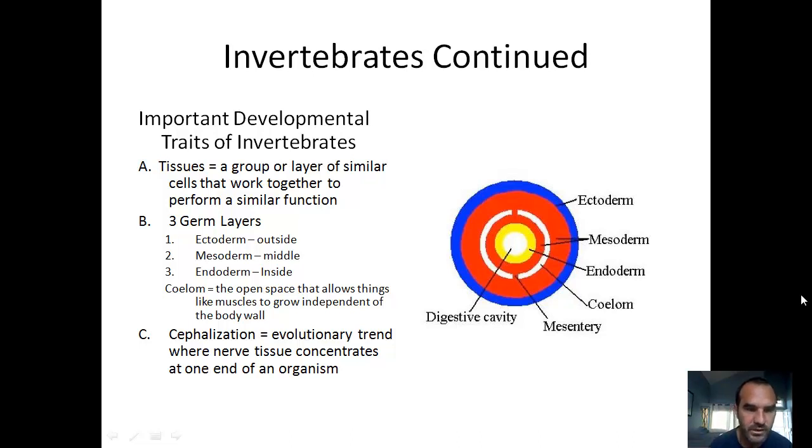So one thing that we got from our invertebrate ancestors is tissues. The first type of invertebrate was a sponge. It was just a group of cells working together. And then we got things like jellyfish. Jellyfish were the first invertebrates to have tissues. So this is cells starting to be similar in their appearance and in their function. And they work together to perform some function.